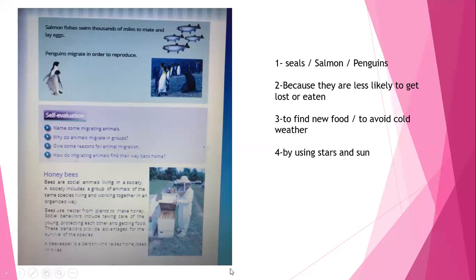That's fine for today. Our lesson is very short. If you have any questions, check with me on WhatsApp. Teacher, this information about bees has nothing to do with migration.